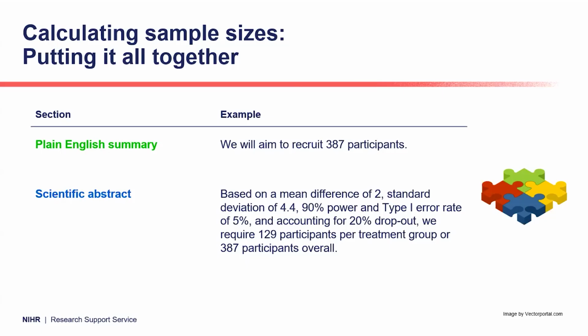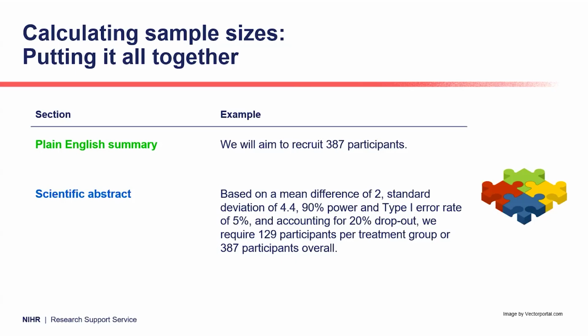So in this case study, the final sample size was 387 participants, which was based on, 1, the effect size with a value of 2, which was the difference in means between each exercise arm and no exercise arm. 2, the variability around the estimate, which was a standard deviation of 4.4. The statistical power of 90%, meaning that the type 2 error was chosen at the 10% level. The type 1 error of 5%, which is a significance level. And the dropout rate over time of 20% of the recruited participants.